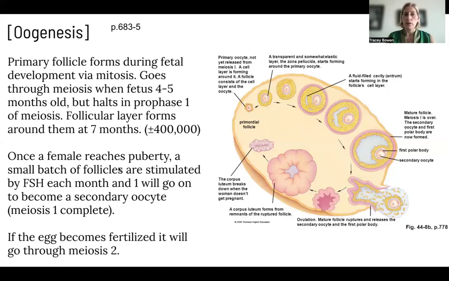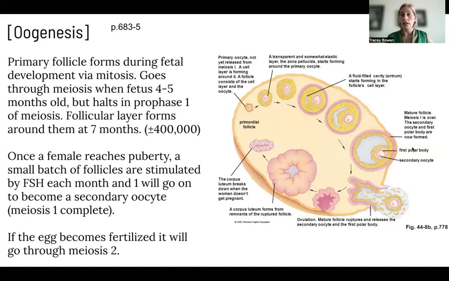Once a female reaches puberty, a small batch of follicles are stimulated by FSH each month, approximately 5 to 8 of them. And one will go on to become a secondary oocyte, which is when meiosis 1 has been completed. So in this mature follicle, meiosis 1 is over. The secondary oocyte and first polar body are now formed.